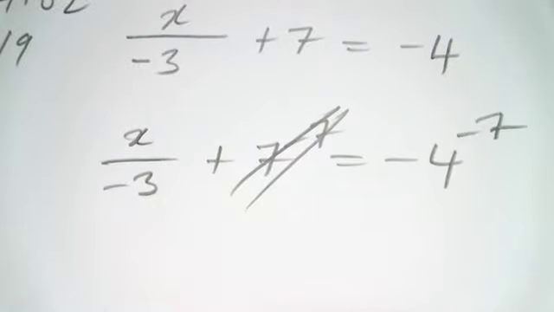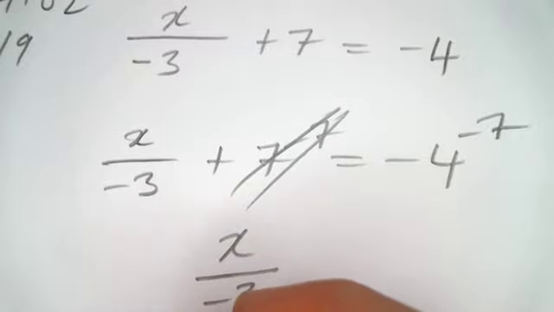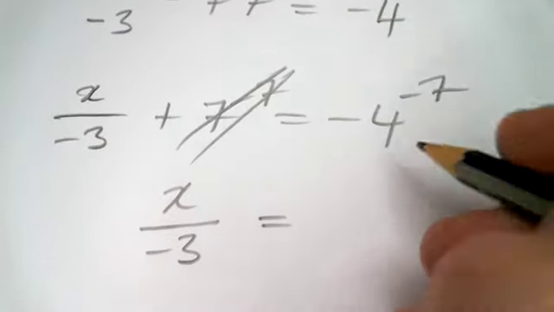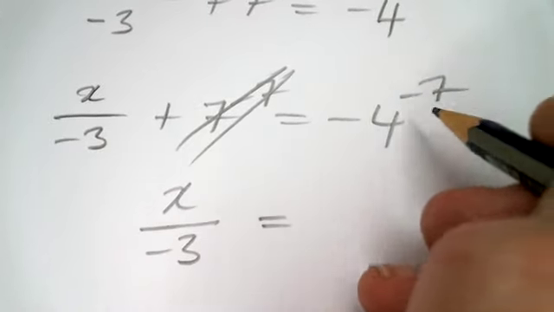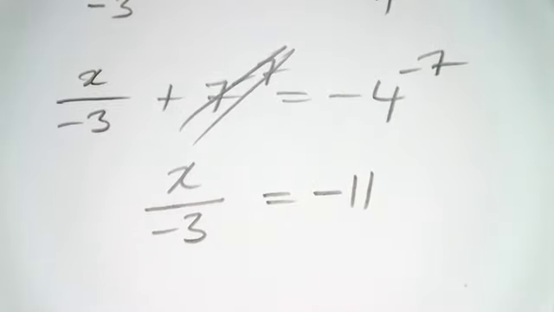7 minus 7, of course, is 0, leaving me with x on -3. There it is, equal to, this time we've got a 4 and a 7. Well, they're both negative, so it's going to be -11. I'm just adding them together. I got a -4, and then I've got another -7, another 7 in the negative direction.